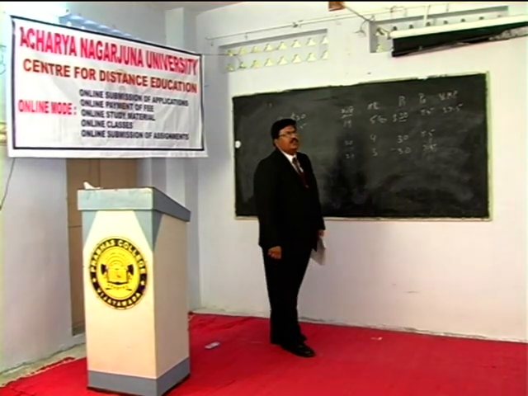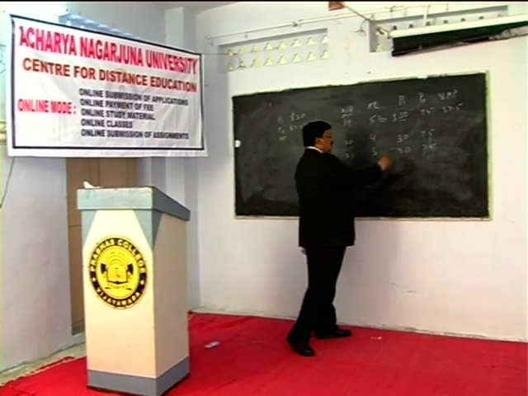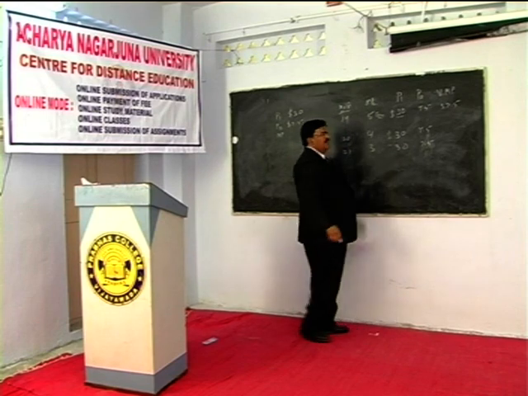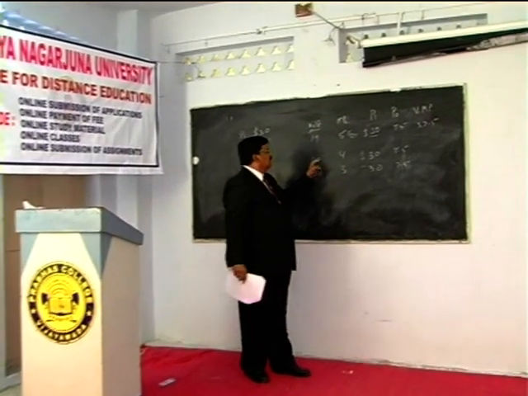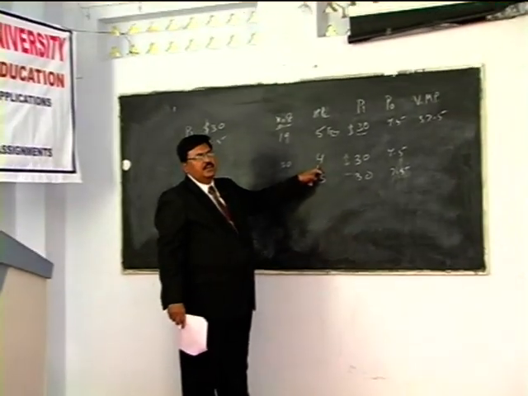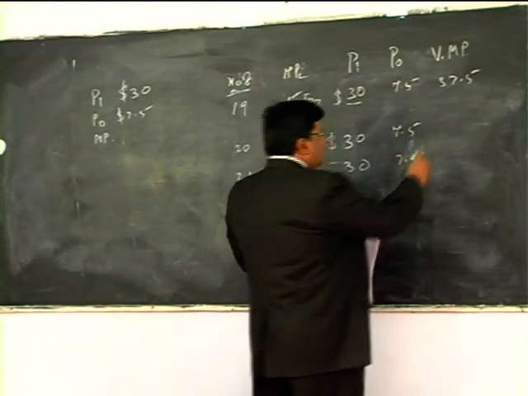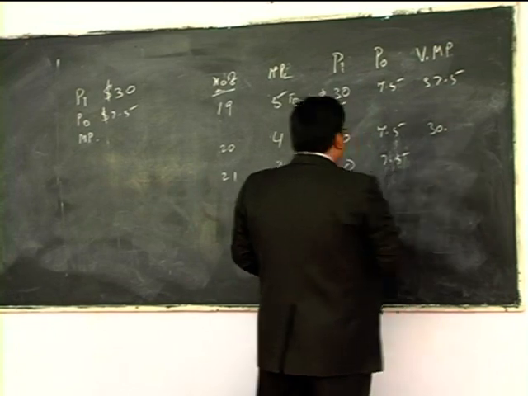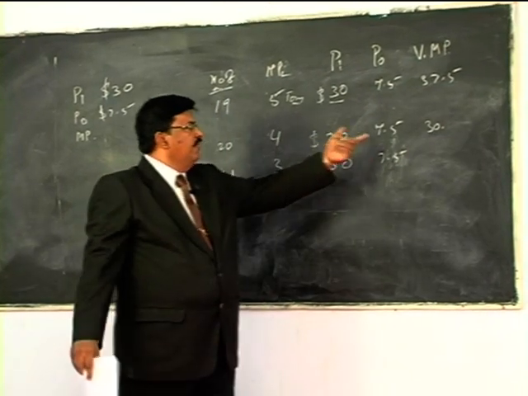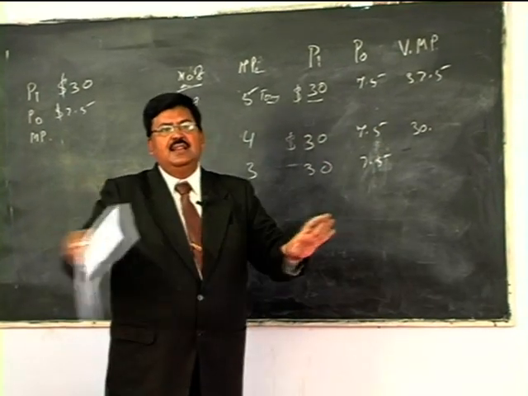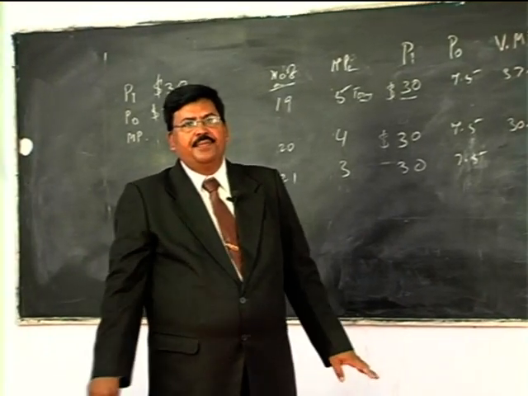For hiring the 20th worker, we need to pay $30 again. And the benefit expected from the 20th worker is 4 units of the product. What is the money value? 4 units means 4 into 7.5, that is 30. So the cost is 30 and the benefit is also 30. So it is exactly equal.